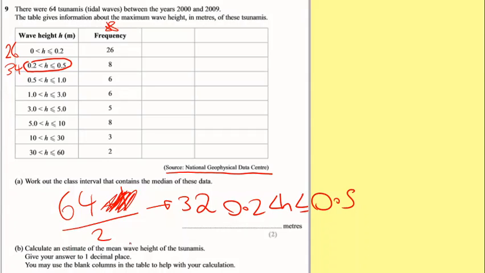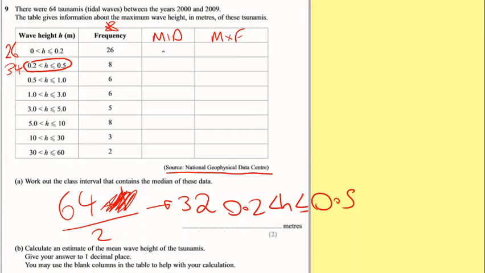Right, calculate an estimate for the mean wave height of the tsunamis. Give your answer to one decimal place. So we can use these columns, and I am going to use these columns and show you working out, because in a lot of these you will not get any marks if you don't show your working out. If you want to use your calculator, type in all the scores to check, that's fine, but you won't get any marks if you don't show your working out. So this one here, I'm actually going to put my midpoint, and this one here, I'm going to times my midpoint by my frequency.